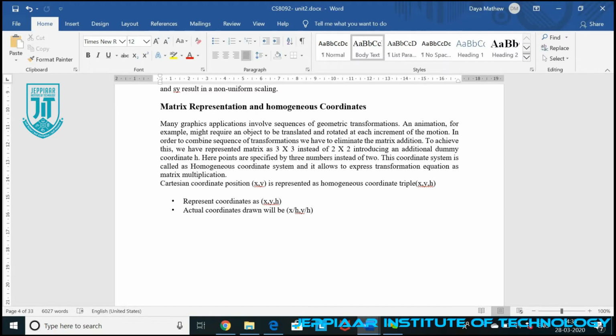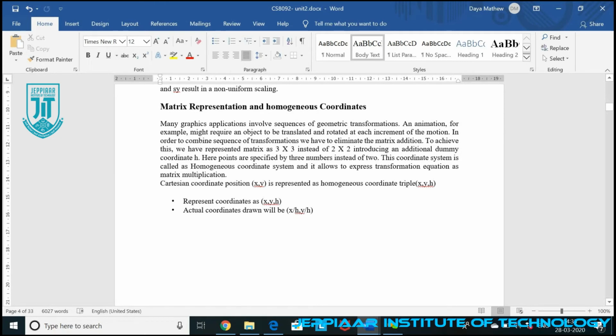So when we are doing a sequence of geometric transformations, if they are all represented by the same column and row vector matrix, if we have a 3 by 3 matrix or a 2 by 2 matrix, if they are represented by the same matrix, then it can be done in a sequence. So in order to bring it into the same type of matrix, we introduce the homogeneous coordinate. Here the homogeneous coordinate is referred to as h. It is also called a dummy coordinate.